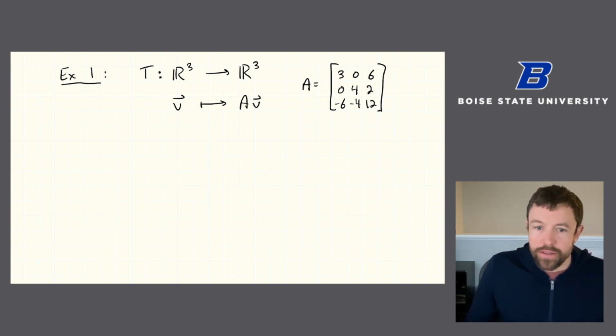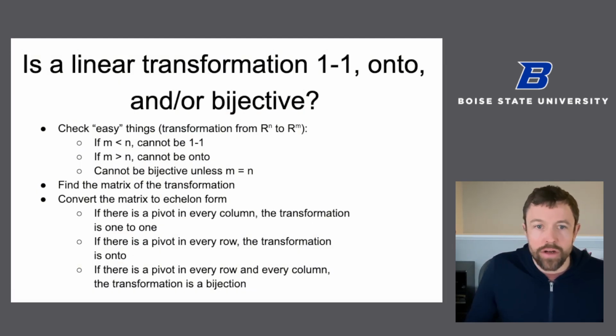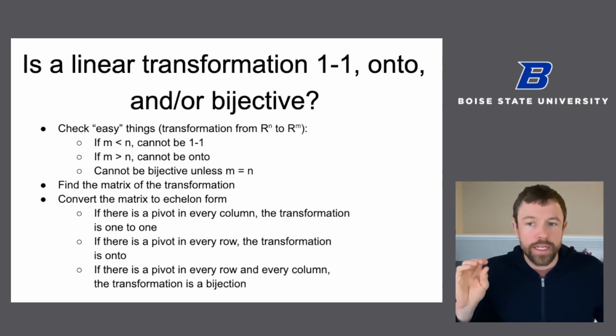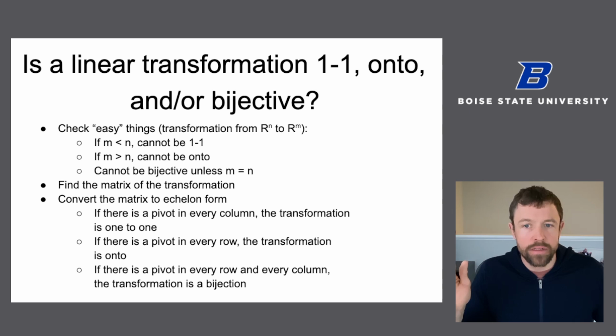Let's go back to our list. So let's start by checking the easy things. So here we have a linear transformation from R3 to R3. And these three easy possibilities we're checking: look, is the output space lower dimension than the input space? Well, that's not the case.